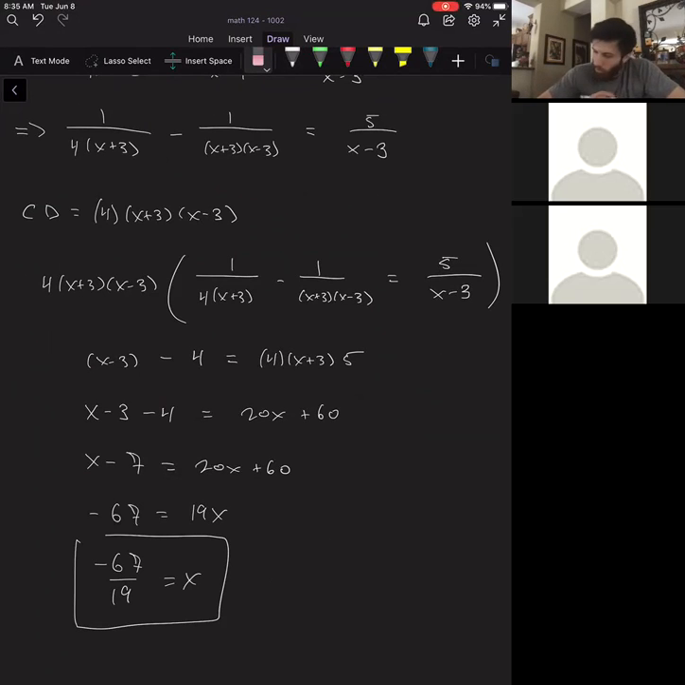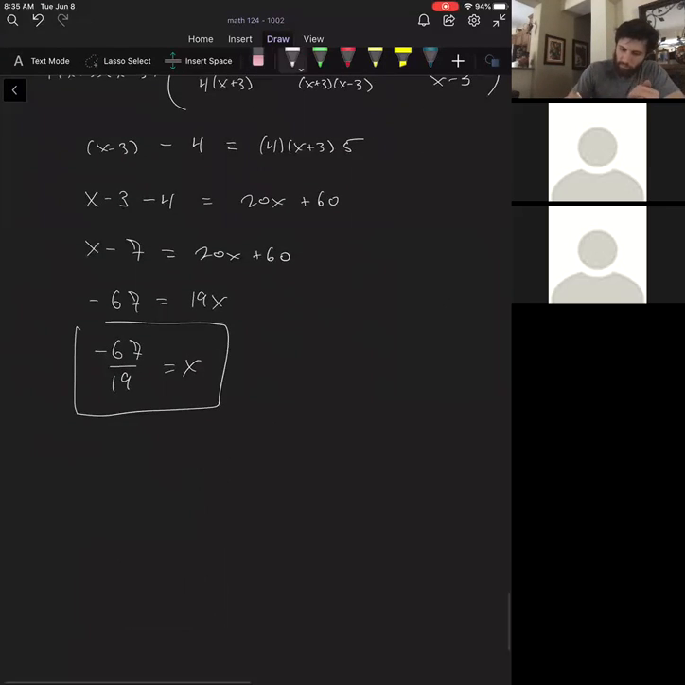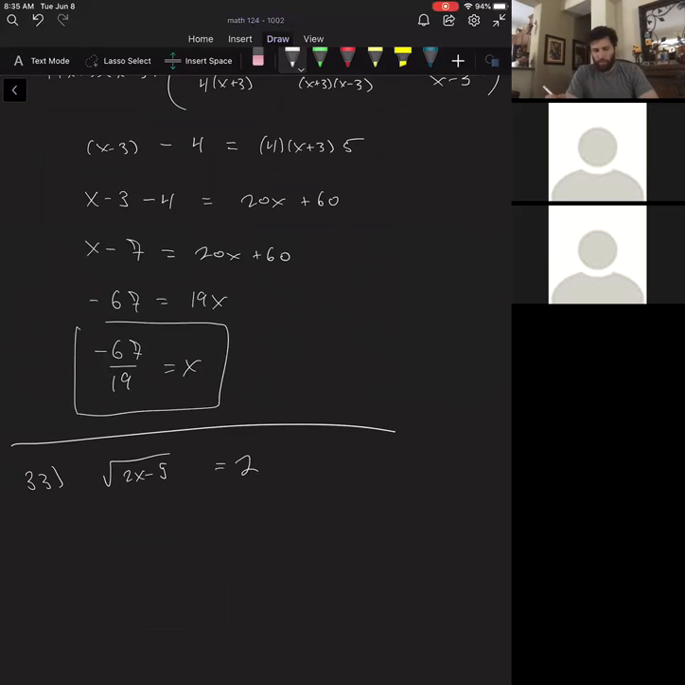All right, what other ones we got? Let's do 33. This is going to be a different type of problem. We have here the square root of 2x minus 5 is equal to 2. Whenever we have these problems, the first thing we're going to do is get rid of that square root sign. So what we can do is just square both sides.